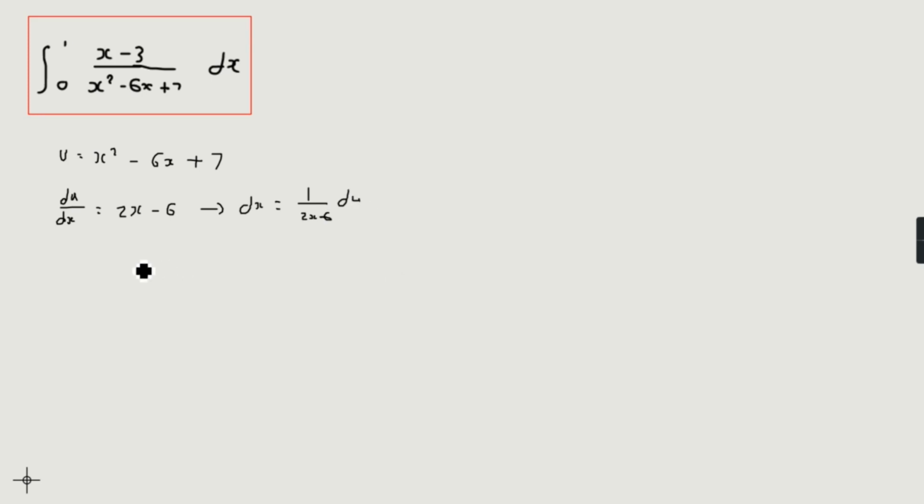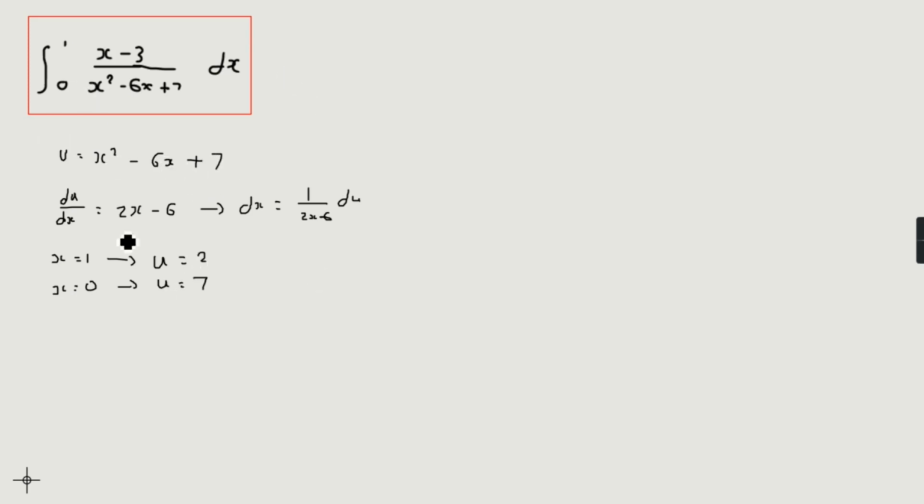Okay. The next thing is, remember, these limits are in terms of x, so we want to make them in terms of u. So when x equals 1, it follows that u equals, well, if you put 1 into here, we've got 1 take 6, so that's minus 5 plus 7, so that's just 2. And when x equals 0, well, these two terms are just 0, so it's just u equals 7.